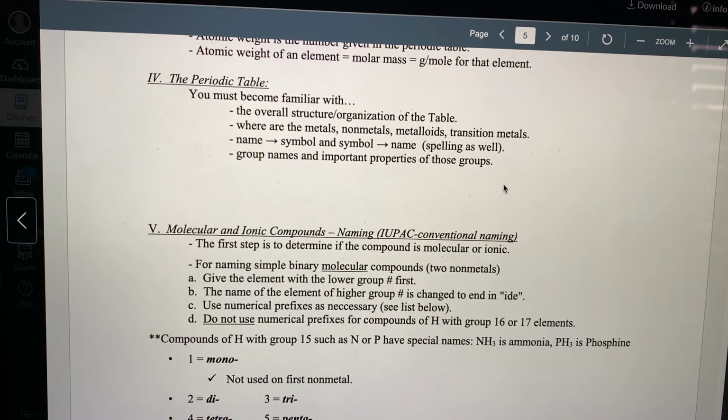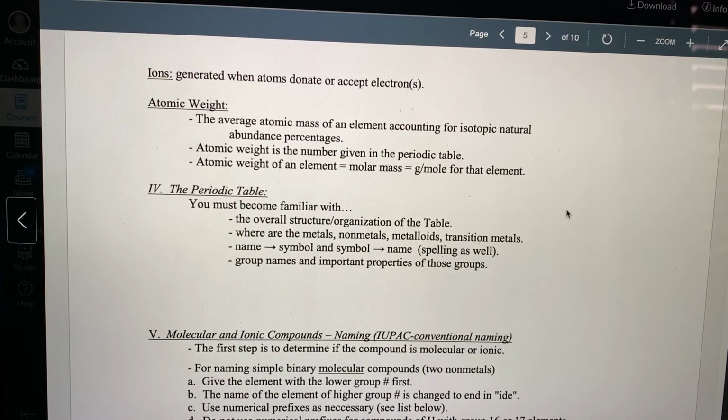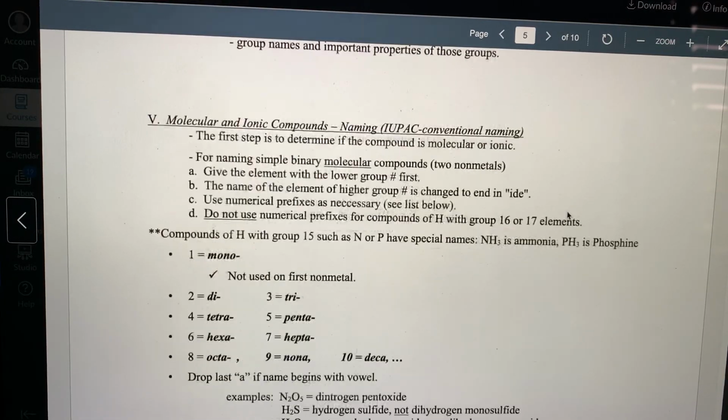For example, sodium plus. Sodium has 11 electrons, so for sodium plus you subtract 1 because it's losing 1 electron, so that's 10 electrons. On the other hand, you have chlorine atoms. Chlorine has 17 electrons, so chlorine minus has 18 electrons because you add 1 electron. All right, so we'll continue with nomenclature, which is actually a big topic, of molecular and ionic compounds.